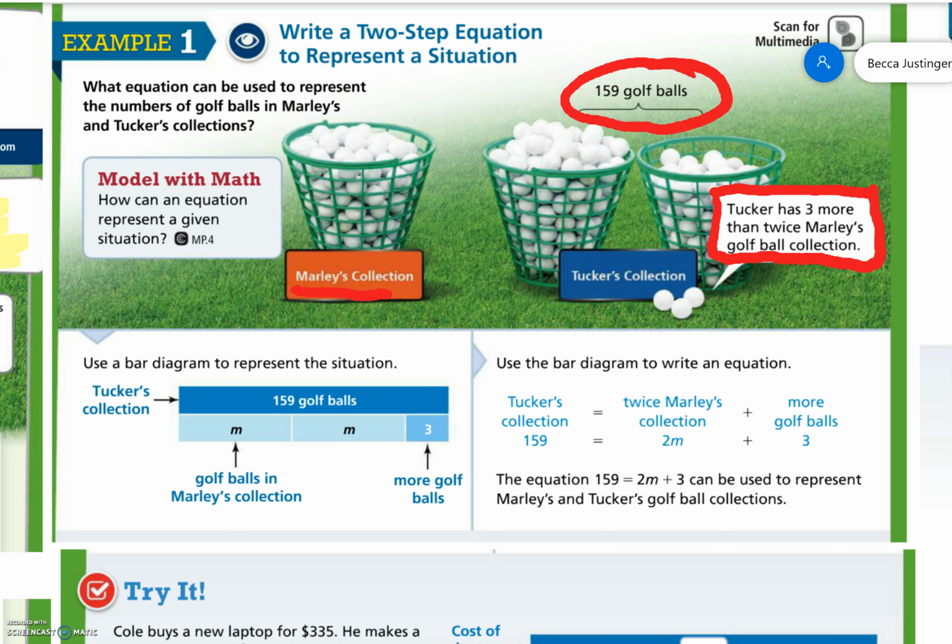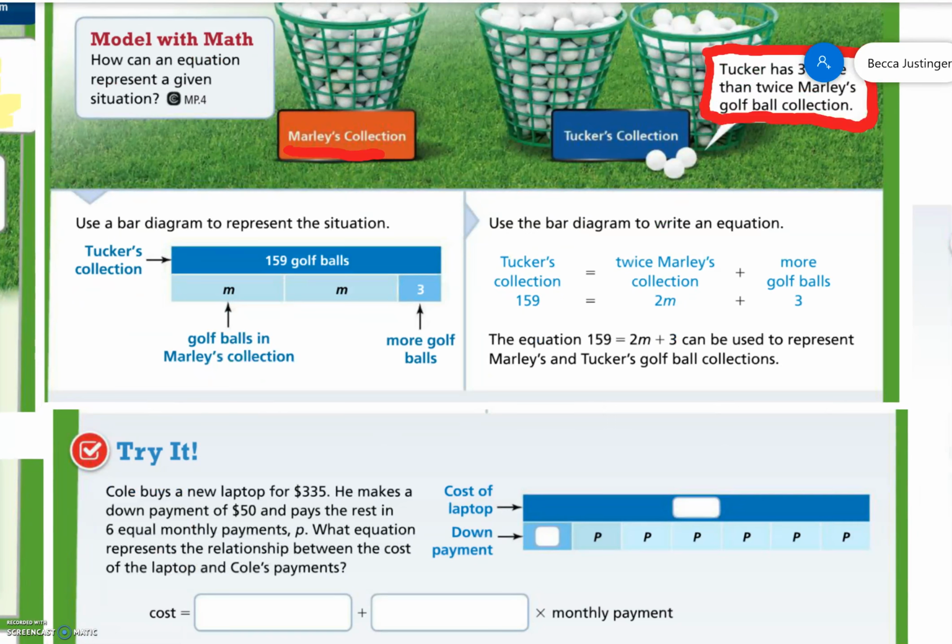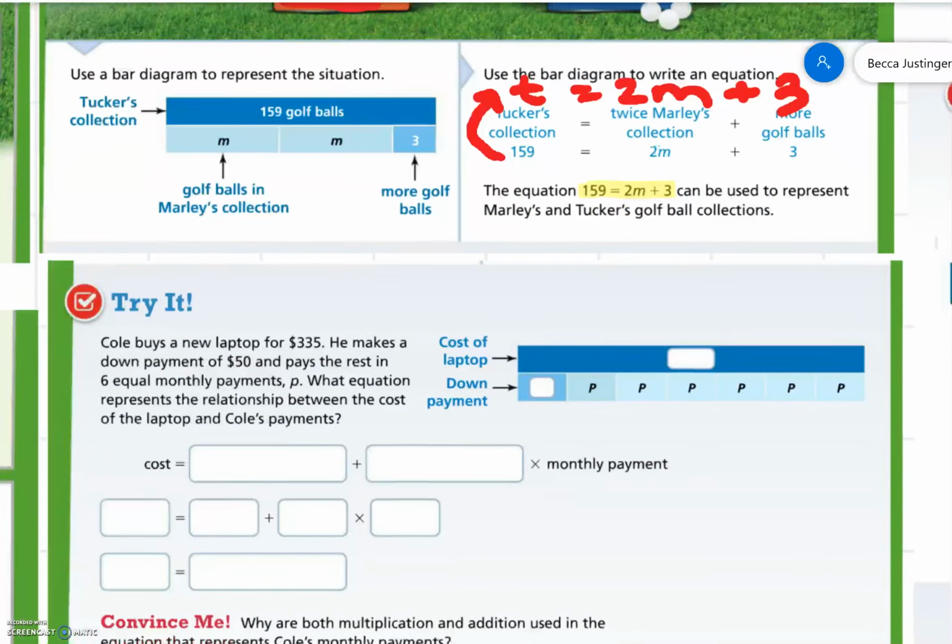Use a bar diagram to represent the situation. So we've got Tucker's collection, and we know that's twice M plus 3. So that's why they have the 2 M's and the 3. So we know T equals 159. Remember, T equals 2M plus 3. Now that we know what Tucker has, we can put 159 in for T. So this equation can be used to represent Marley's and Tucker's golf ball collections. So you could actually solve this to find out how much Marley has, but that's going to be next lesson.